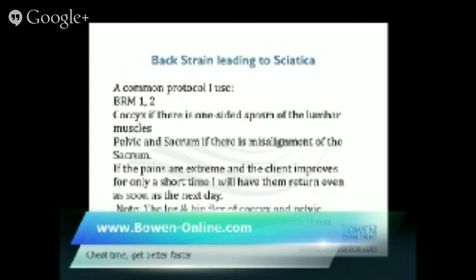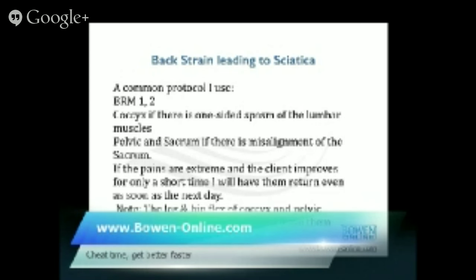If there's a misalignment of the sacrum, i.e. in a fall or a sports injury, a twisting injury, we might see a misalignment of the sacrum and thereby the pelvis. Then I would most likely do the pelvic and sacrum procedures and not consider the Coxix. So that's a very symptom specific protocol where I've chosen to do either the Coxix or pelvis and sacrum, dependent on the type of symptoms they're expressing.